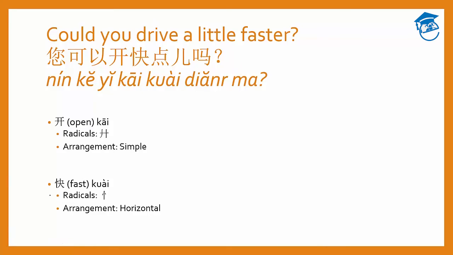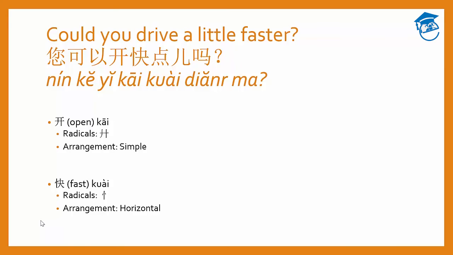Okay, the next word is 快. 快 means fast, and is quite a commonly used word as well. This is the pinyin 快, and the radical is what's on the left there. So the arrangement is horizontal because you have left and right component. Let's look at how to write 快. 1、2、3、4、5、6、7. 7 strokes for this word, 快.